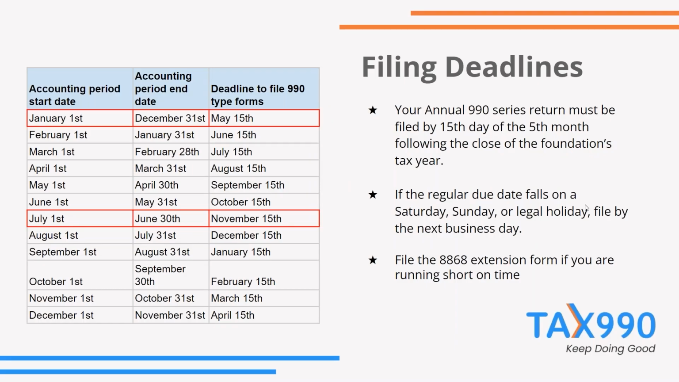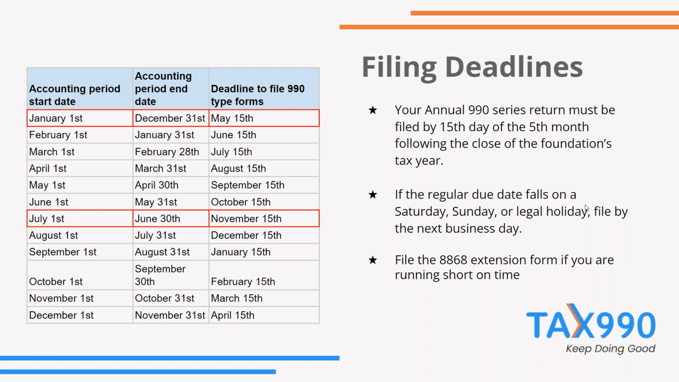So your 990 series return deadline is based on your organization's tax year. Your annual 990 series return must be filed by the 15th day of the 5th month following the end of the organization's tax year. Right now, we're focusing on the November 15th deadline, but if the 15th of the month falls on a weekend or federal holiday, the deadline is moved to the next business day.